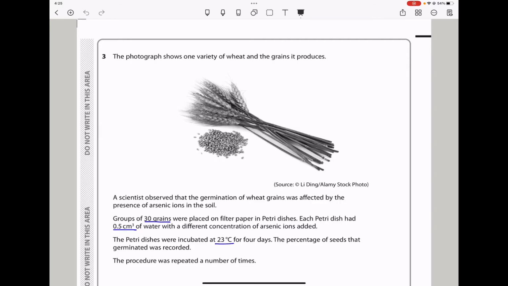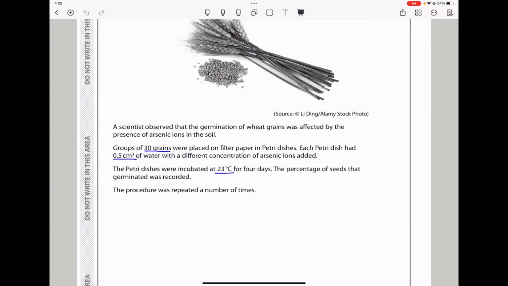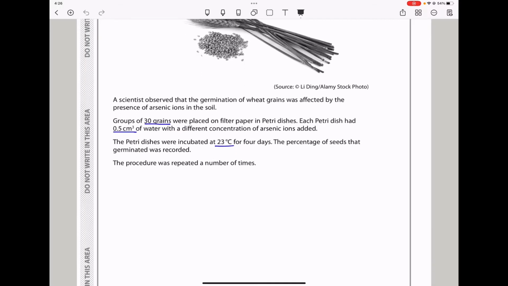Question 3. The photograph shows one variety of wheat and the grains it produces. So this is the wheat and the grains. They say a scientist observed that the germination of wheat grains was affected by the presence of arsenic ions in the soil. Groups of 30 grains were placed on a filter paper in petri dishes. Each petri dish had 0.5 centimeters cubed of water with a different concentration of arsenic ions added. The petri dishes were incubated at 23 degrees Celsius for 4 days. The percentage of seeds that germinated were recorded. The procedure was repeated a number of times.